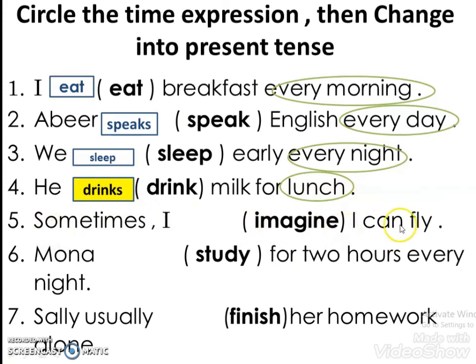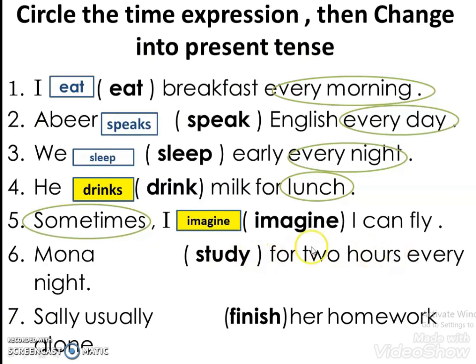Sometimes I imagine I can fly. Where is the time expression in this sentence? The time expression is sometimes. Now let's change the action verb imagine into present tense. Let's look at the subject pronoun. Here we have the subject pronoun I. For the subject pronoun I, we don't add an s. So, imagine.